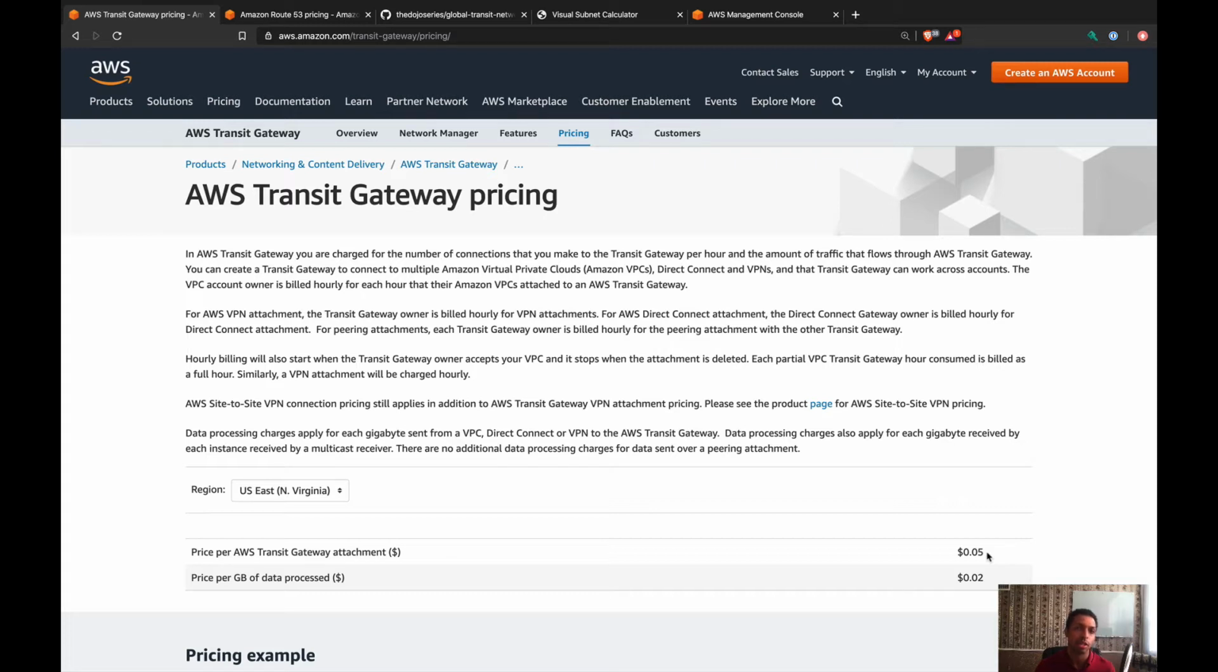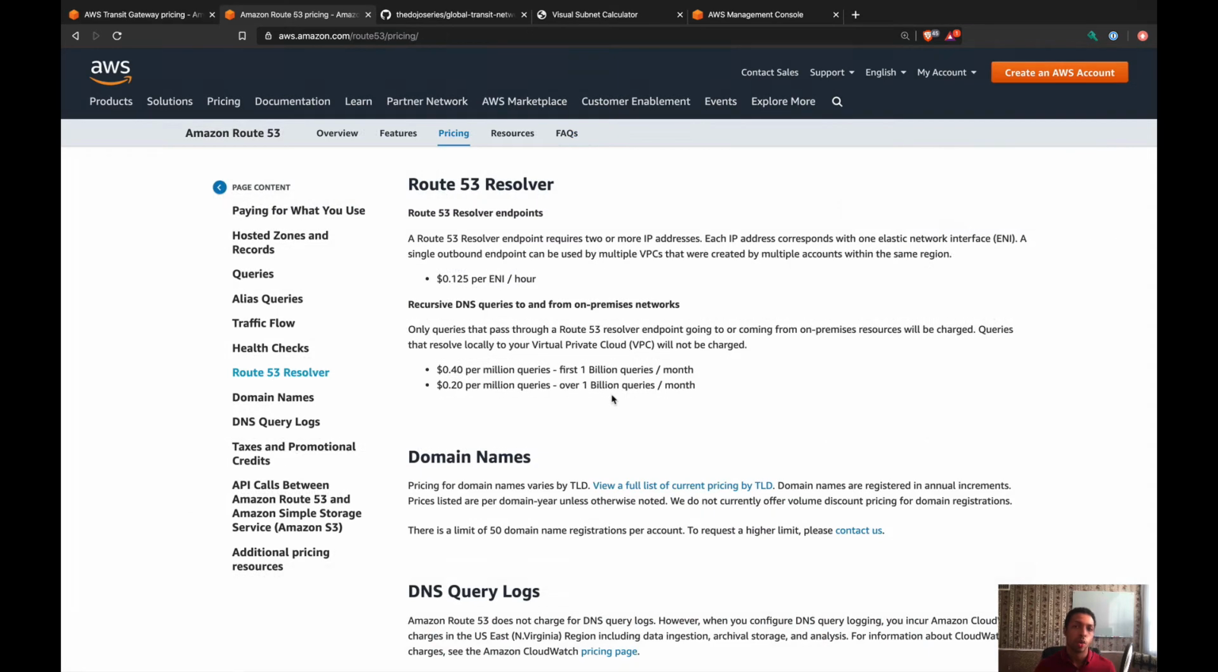We're going to have 4 transit gateways and each one of them will have attachments, so just watch out for that cost. For the resolver, we're going to have 4 endpoints, and each one of the endpoints needs at least 2 IP addresses. This is the cost for a single IP address, which is 0.125. So if you have 2 IP addresses, that's going to be around 25 cents per hour per endpoint. And because you're going to have 4 of them, that's at least $1 every hour.